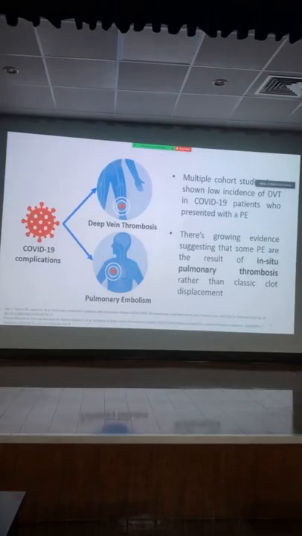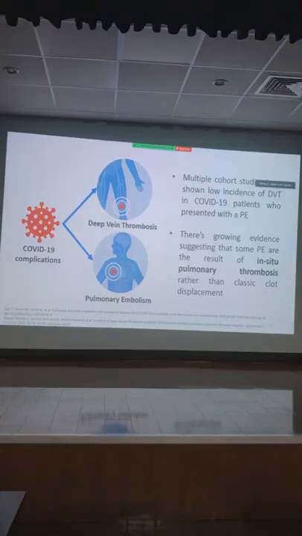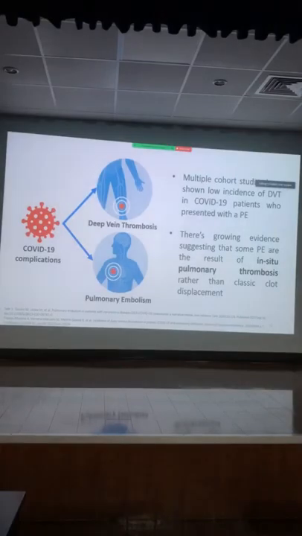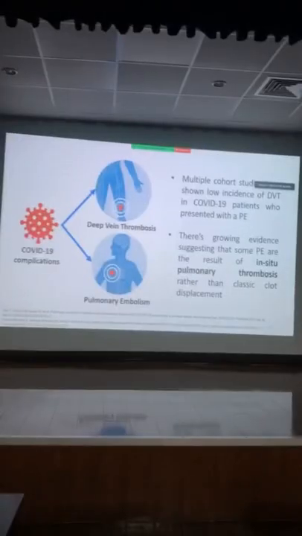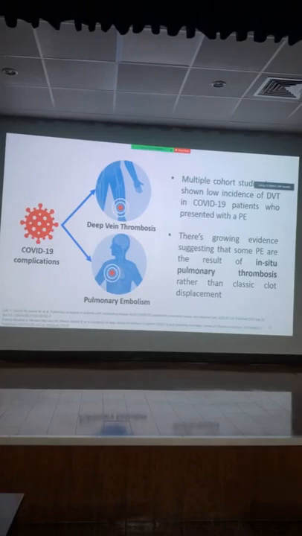Deep venous thrombosis and pulmonary embolism are COVID-19 complications. Multiple cohort studies have shown a low incidence of DVT in COVID-19 patients who presented with pulmonary embolism. I think it's very clear: the patient came to the hospital, and very, very few of them were already diagnosed with pulmonary embolism. There is growing evidence suggesting that some pulmonary embolisms are the result of in situ pulmonary thrombosis rather than classic clot displacement. I talked about that at the beginning.